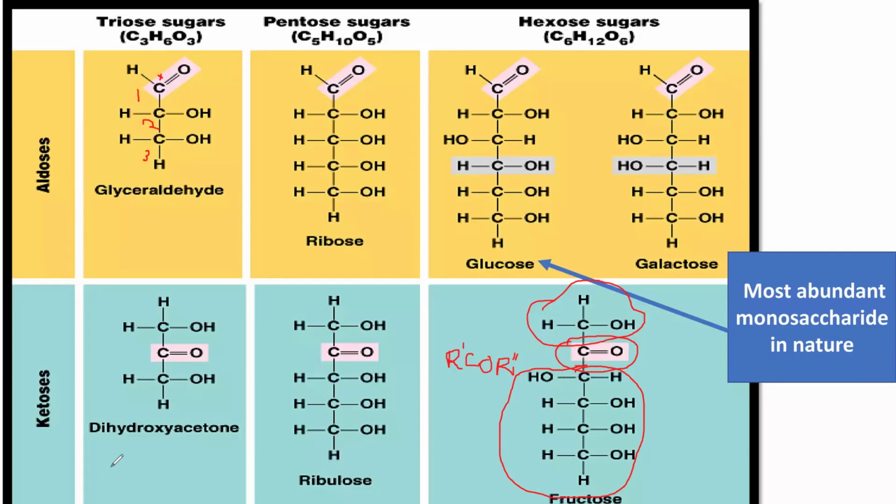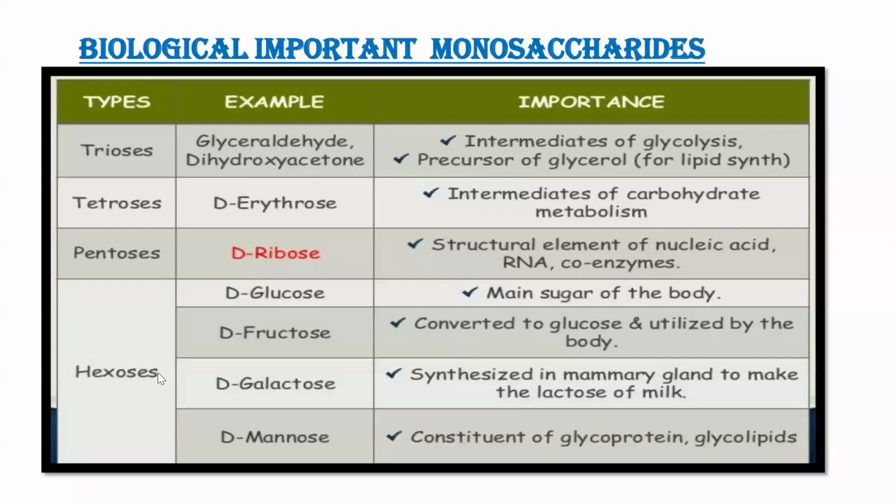So for examples of this ketone functional group, we have 3 of them here. We have dihydroxyacetone, we have ribulose, and we have fructose. So these are the examples of sugars with the ketone functional group. Now the next thing is we are going to look at some of the sugars of biological importance. Those sugars that are important in a biological system.